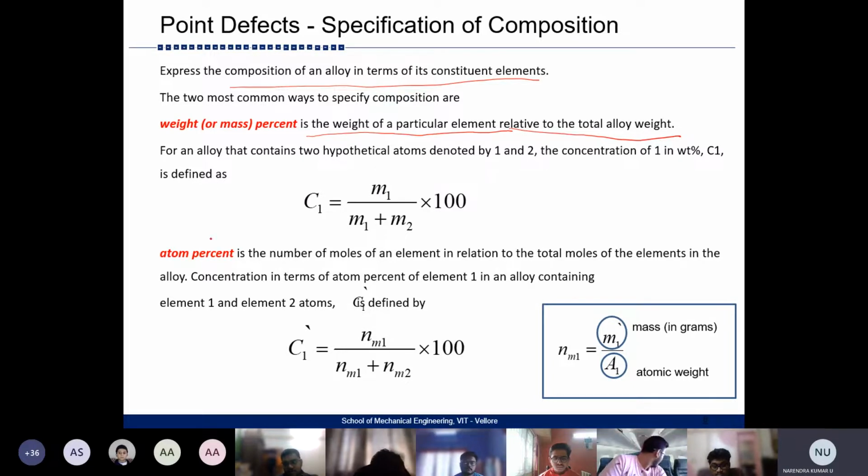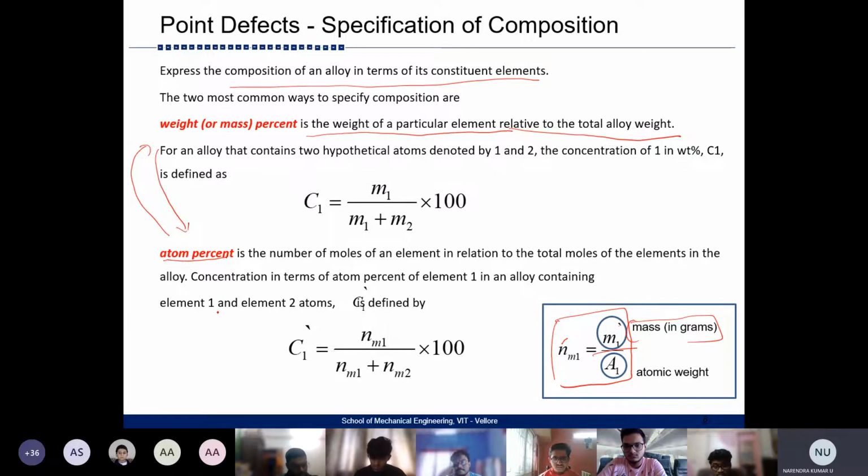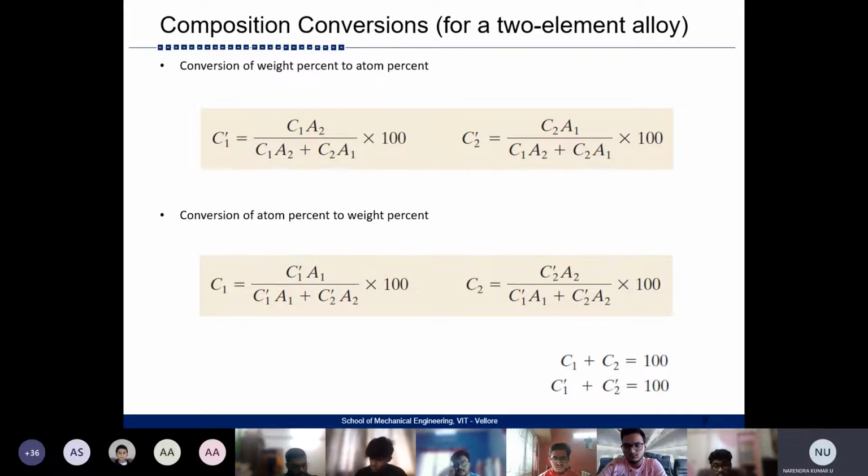You can have atom percentage also. It's based on the number of atoms. Only thing is, please remember this formula: to find the number of atoms, it is nothing but mass divided by the atomic weight of the element. Then you can calculate the atom percentage also. So you can convert atom percentage into weight percentage or weight percentage into atom percentage. There are some formulas related to that for conversion. Have a go through it. There is a big derivation in your Callister. If you are interested, open the book and see it.